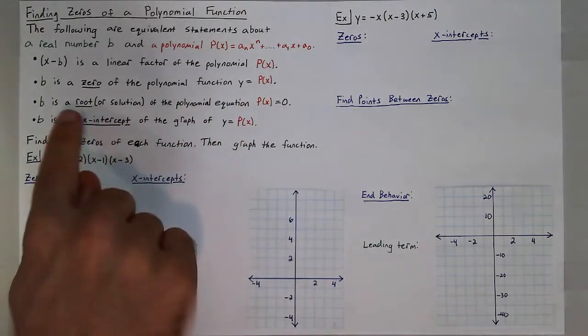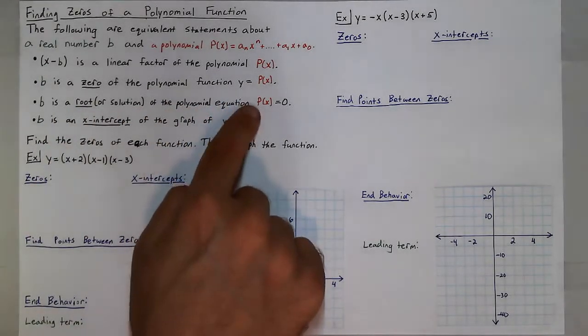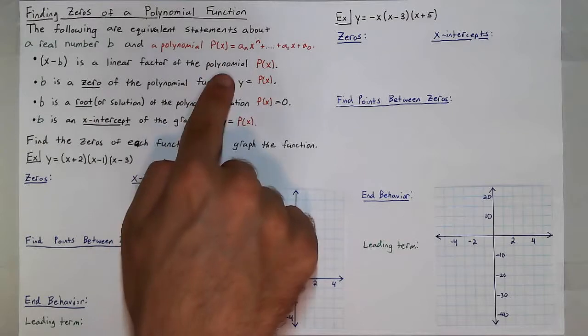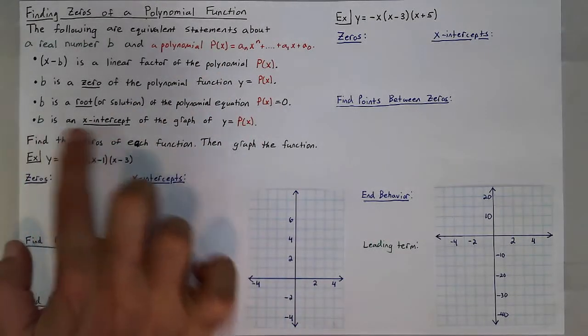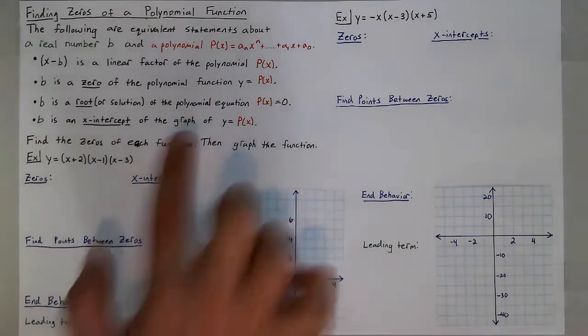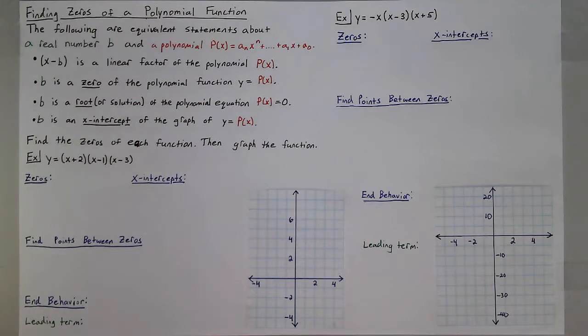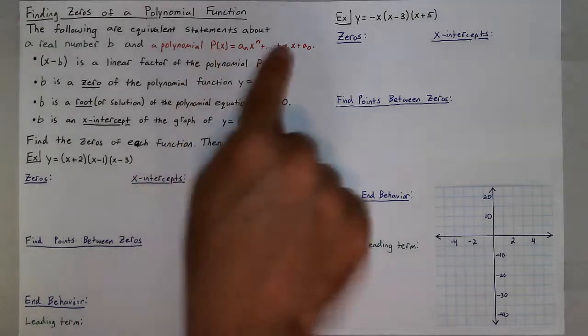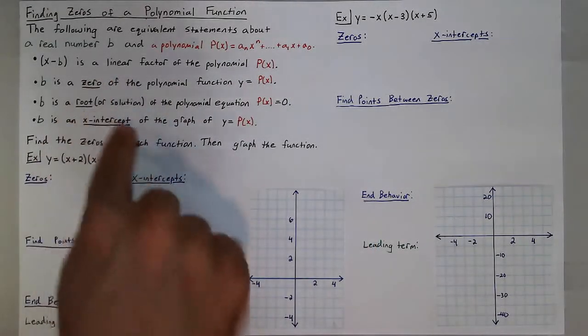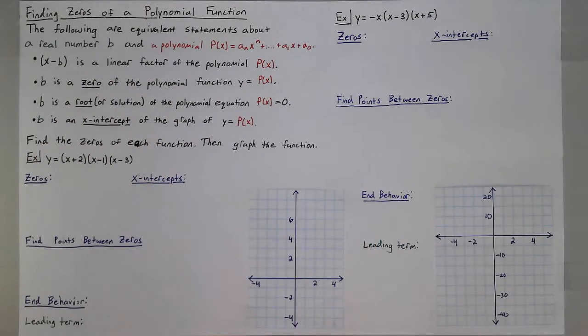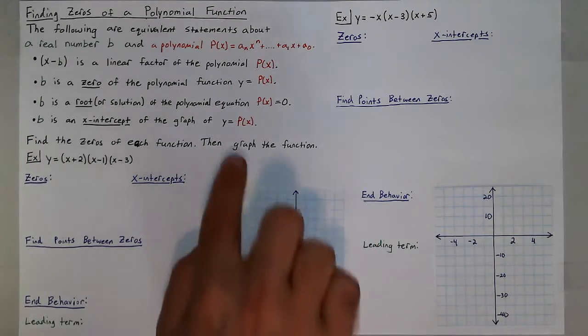It is a root to the equation p of x is equal to 0, meaning you can set it equal to 0, and each value of b is also an x-intercept of the graph of y equals p of x. So why is this important? If I can factor a polynomial, it means I can find the zeros, roots, and x-intercepts of that equation, which all play a big part in graphing.